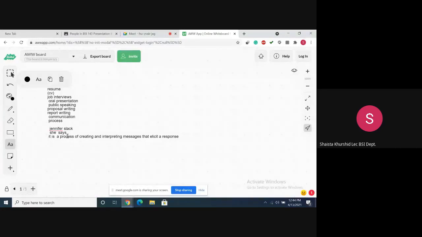So we can clearly see that there are components, and it is a process as well. From this definition, we can see the components are the sender, because creation is the job of the sender. There are receivers, because interpretation is the job of the receiver. And there are two processes involved: one is creation, and the other is interpretation. We can also call creation encoding and interpretation decoding. I'll be discussing encoding and decoding as well.